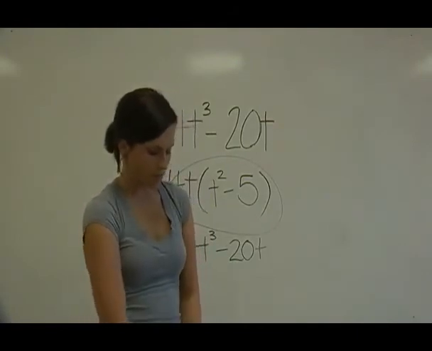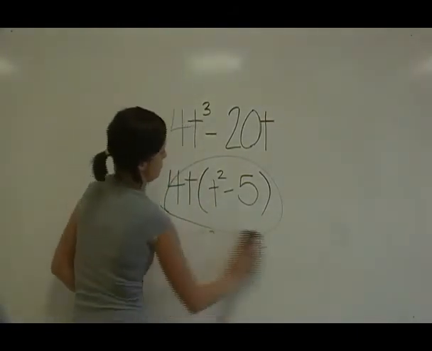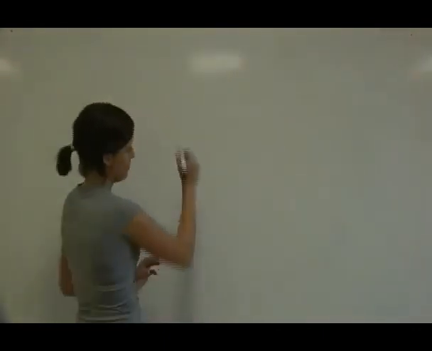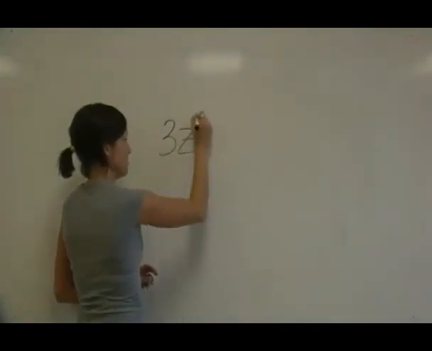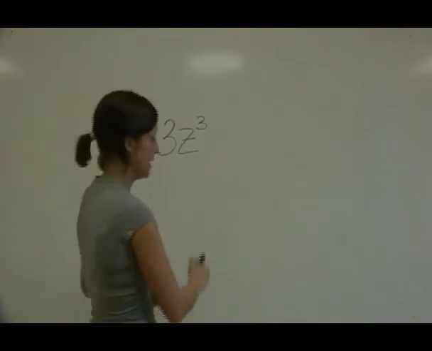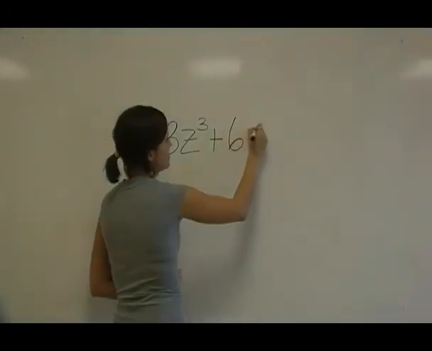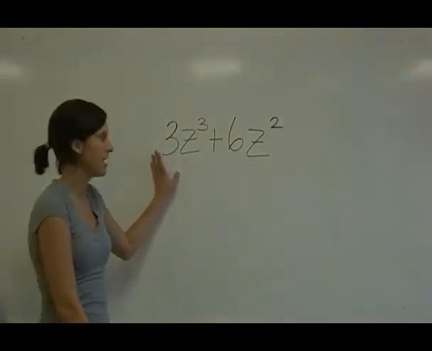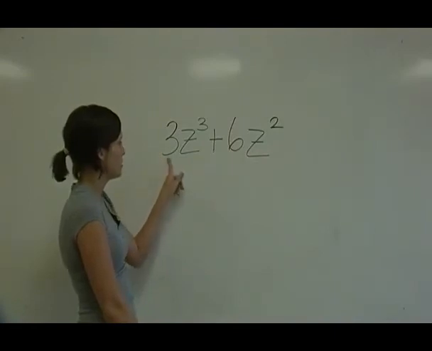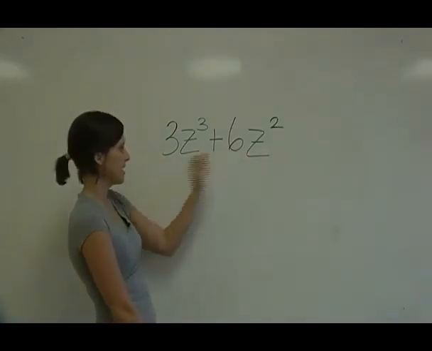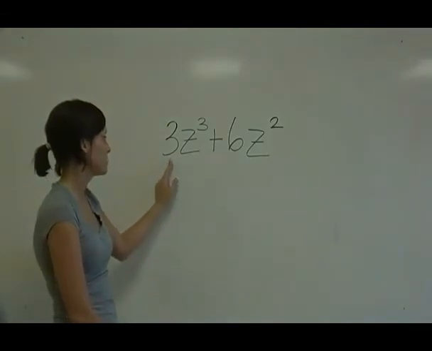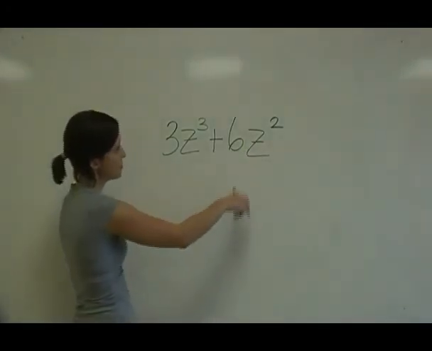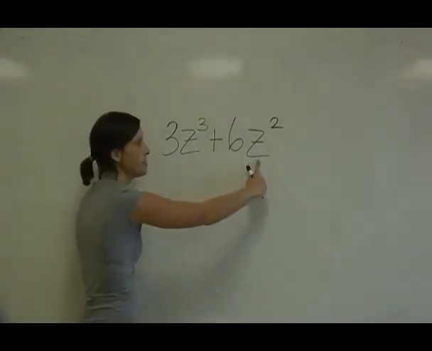So let's go to number 8, keeping the same things in mind. Okay, so we have 3z cubed plus 6z squared. So, again, we're going to look for our greatest common factor. Our greatest common factor would be 3 or a 6. We can't use 6, so we're going to use 3, because 3 is divisible by itself, and 6 is divisible by 3 as well. When you have z cubed and z squared, our greatest common factor will be z squared.